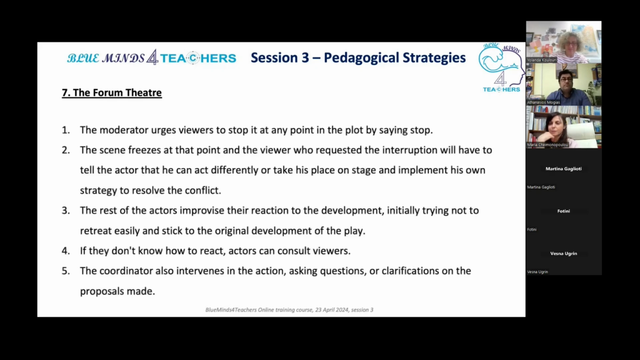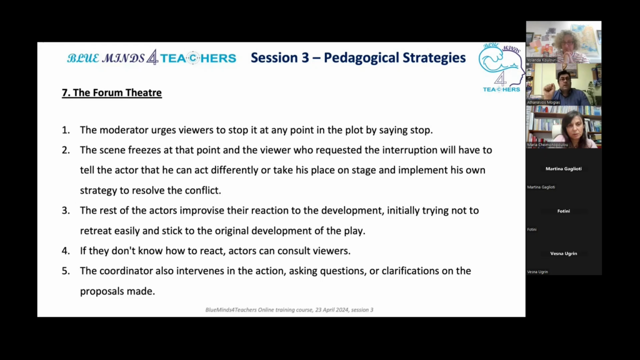What is going on? There is a moderator, just like in the previous examples. In our case, we have the teacher, who urges the viewers to stop it at any time by saying stop. The scene freezes at that point, and the viewer who requested this interruption will have to either tell the actor how to act differently, or he or she takes his place on stage and implements his own strategy to resolve the conflict.